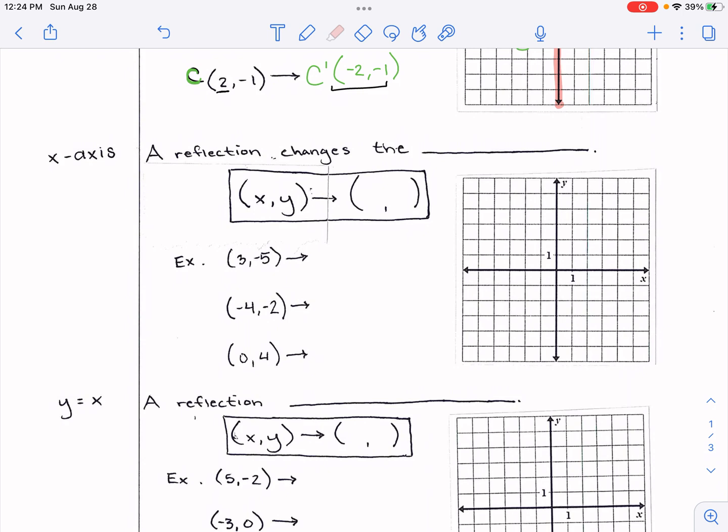This is slightly different. Now we're reflecting about the x-axis. So let's highlight the x-axis here. Okay, we're going to go a little bit faster. The points 3, negative 5. So this is 3 right, 5 down. Right here. We'll label this A.